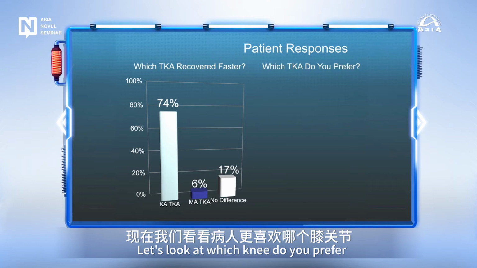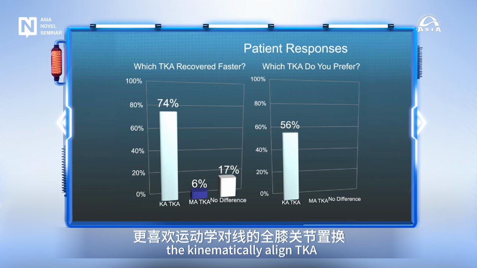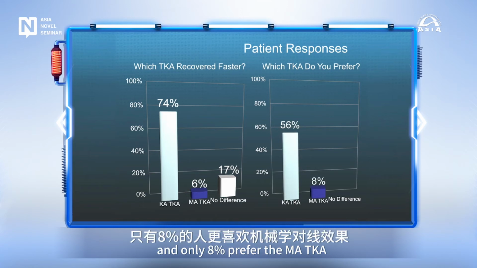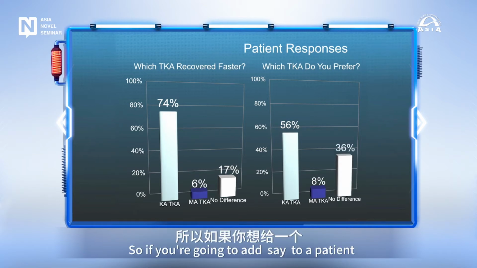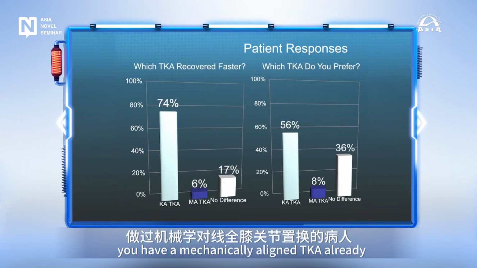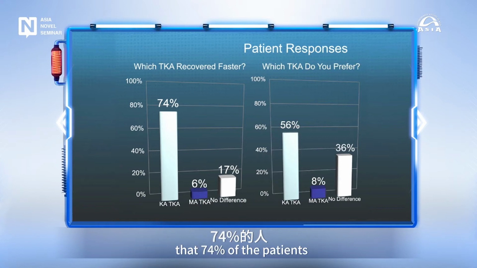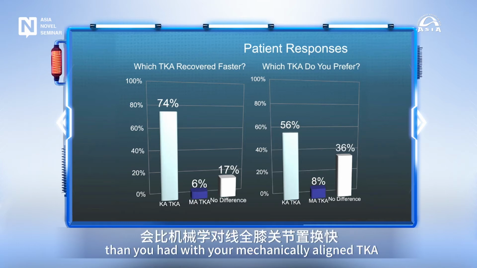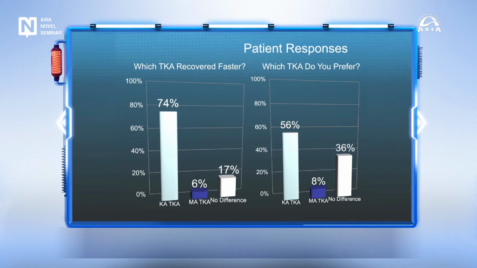Let's look at which knee do you prefer. So a little over half the time, they prefer the kinematically aligned TKA, and only 8% prefer the MA TKA. And once again, no difference in about 36%. So if you're going to say to a patient, you have a mechanically aligned TKA already, and if you do a kinematically aligned TKA, 74% of the time, you're going to have a faster recovery than you had with your mechanically aligned TKA, and 56% of the time, you're going to like it better.